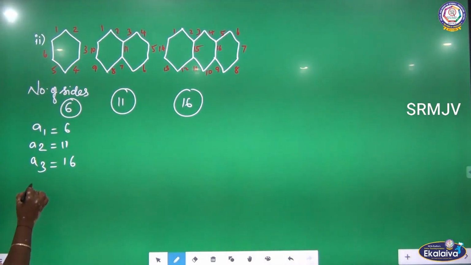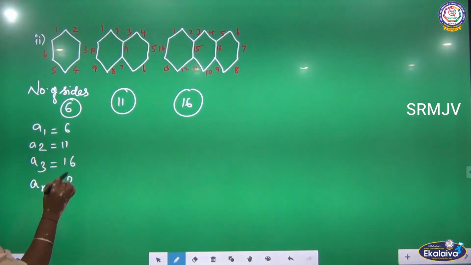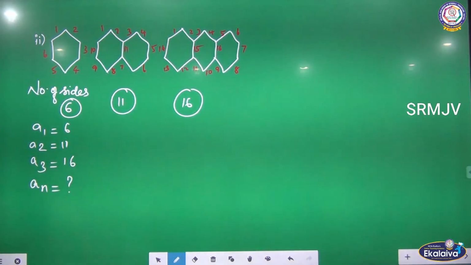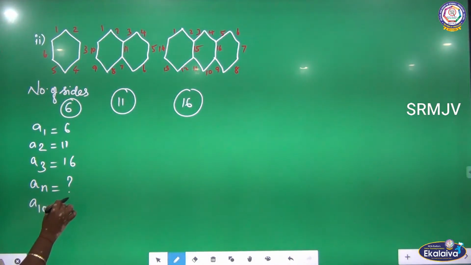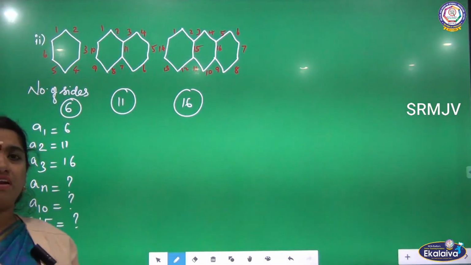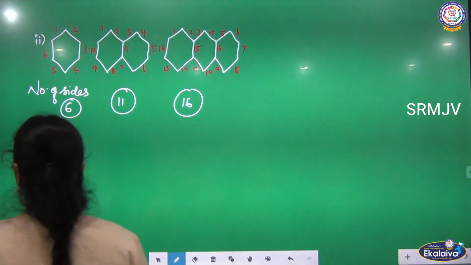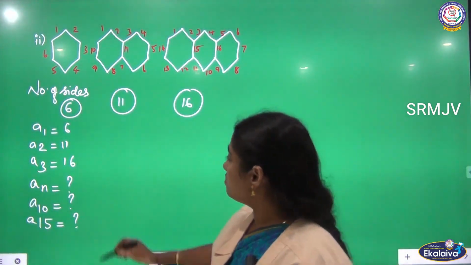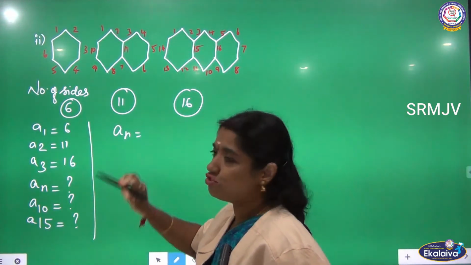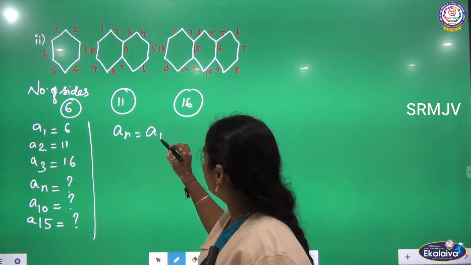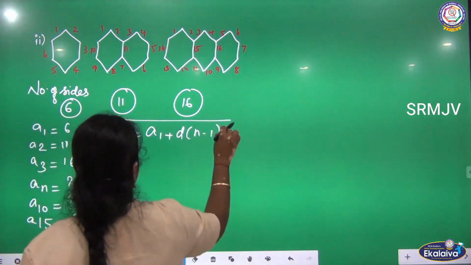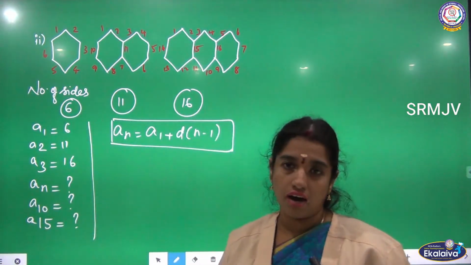Here I am going to find the nth term, which is an. I am going to find the generalized statement. After finding that, I can find A10 as well as A15. Is it clear, children? From the number of sides, the first step is to find the an here. What is my an formula here? Listen, an is equal to a1 plus d into n minus 1. So this is my generalized statement formula.